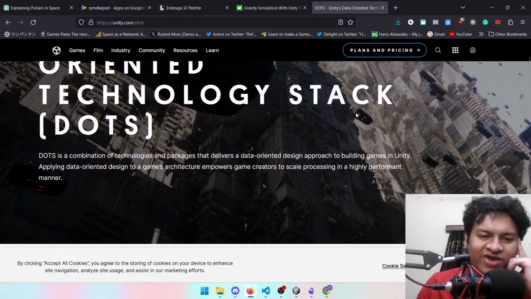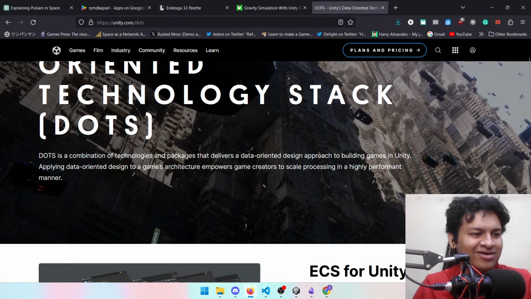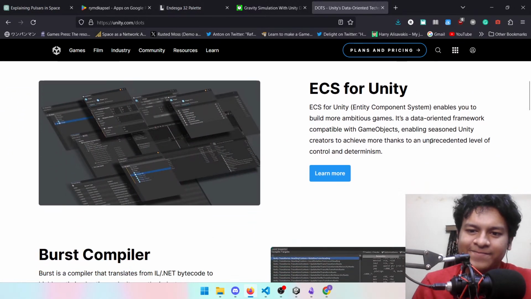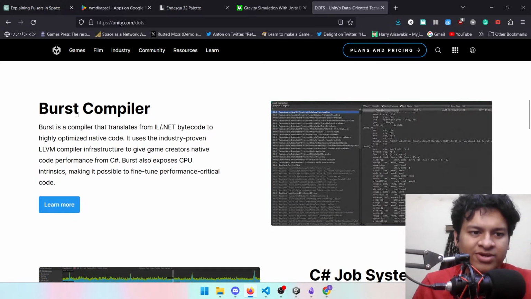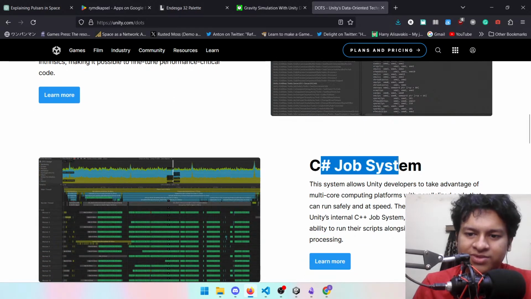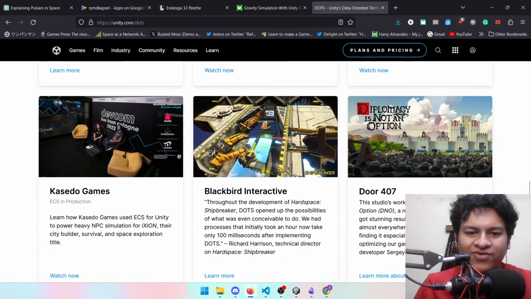DOTS is a combination of technologies and packages that deliver a data-oriented design approach to building games in Unity. Applying data-oriented design to game architectures empowers game creators to scale processing in a highly performant way. Basically, it said the same thing as I did. The Burst compiler, which I mentioned, the C# job system, yeah. You have not touched this at all. The few times I tried touching this thing, I was so confused.